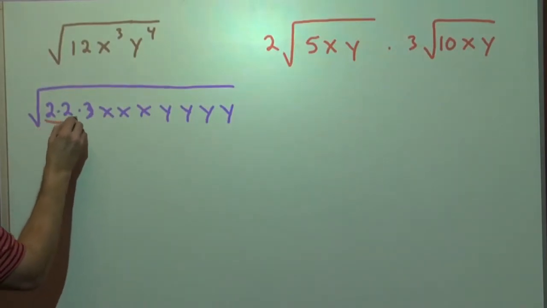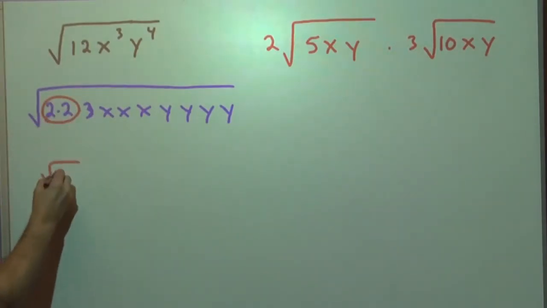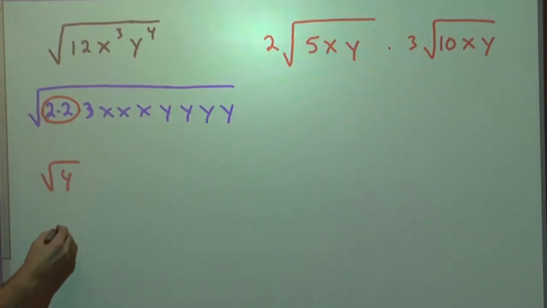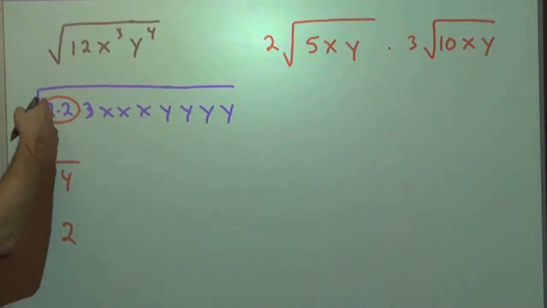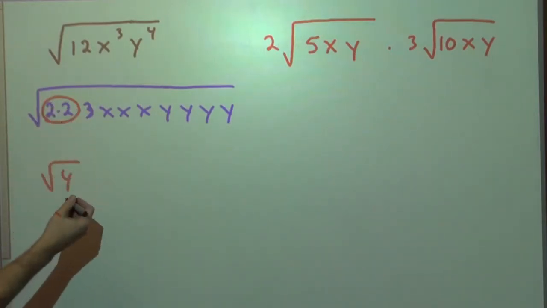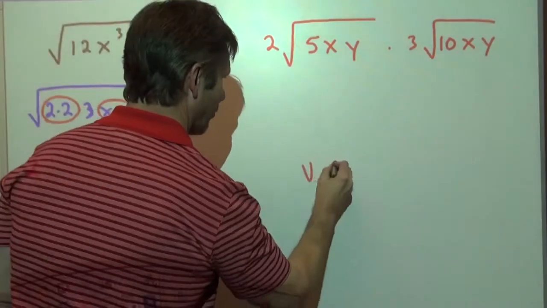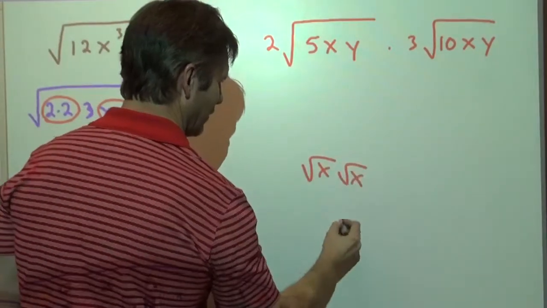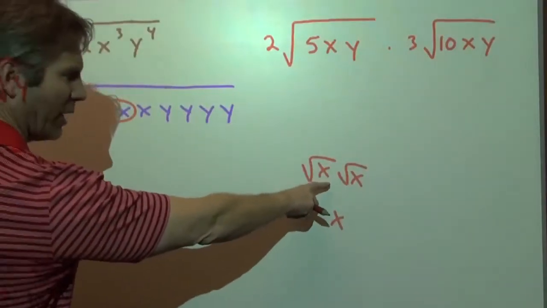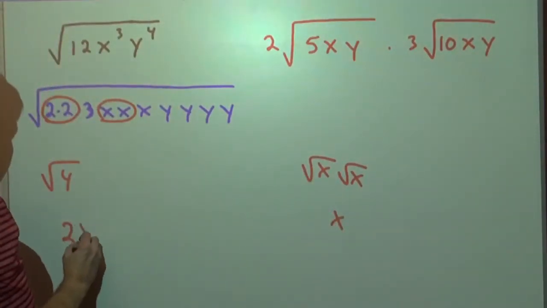Anytime we have two of these factors that are the same, the radical of 2 times 2, the radical of 4, is going to become 2. So these guys are going to come outside the radical sign. The 3 is left underneath the radical sign. Now, 2 of these x's, that means we'll have radical x times radical x. That's going to give us x, because that's going to be the positive square root of x squared. So that's going to give us an x right there.